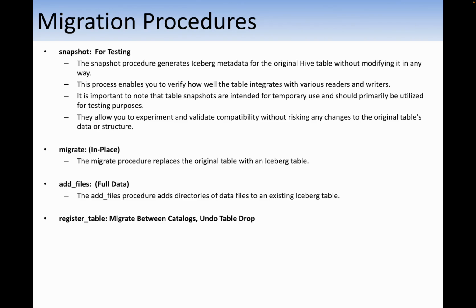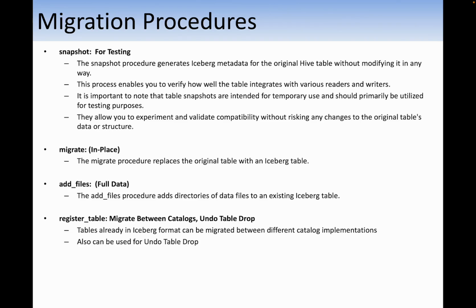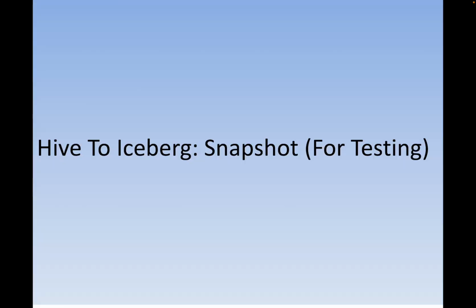So register table also we can use for undo drop, right? There's also a video uploaded. Let's say if you accidentally drop the table, but you want to restore the table, so you want to basically undo, you can do that using the register table. Okay. So tables already in Iceberg format can be migrated between different catalogs and implementations. This one also can be used for undo table drop. Okay. So Hive to Iceberg snapshot.